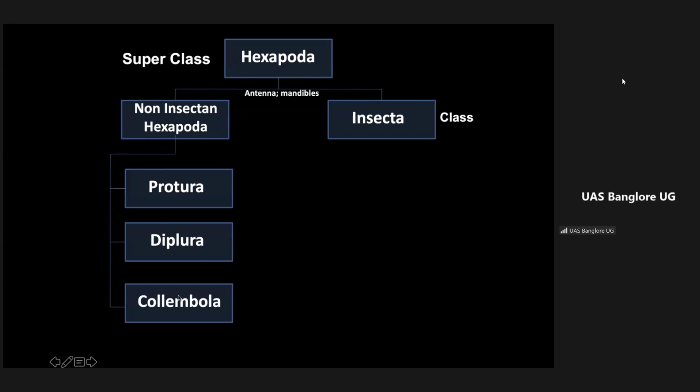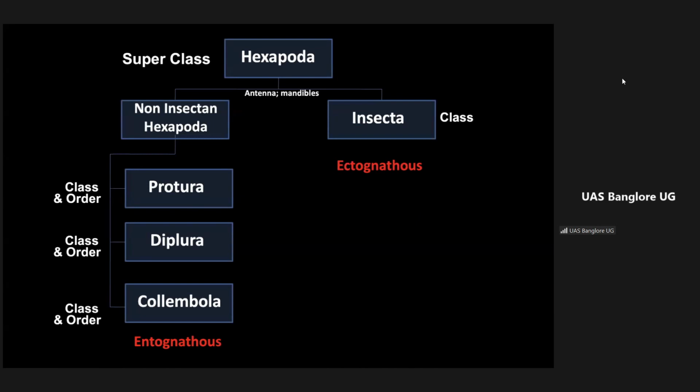Then coming to Collembola, what is that? There are only 6 abdominal segments, whereas otherwise there are 11 or 12 abdominal segments. Because of all these things, we separate these 3 insect orders as non-insectan Exopoda. Class and order Protura, class and order Diplura, class and order Collembola. Both class and order are the same for these, whereas for Insecta the class is Insecta and the orders keep on changing. Then we have Ectognatha, where, as I said, the mouth parts are developed outside.